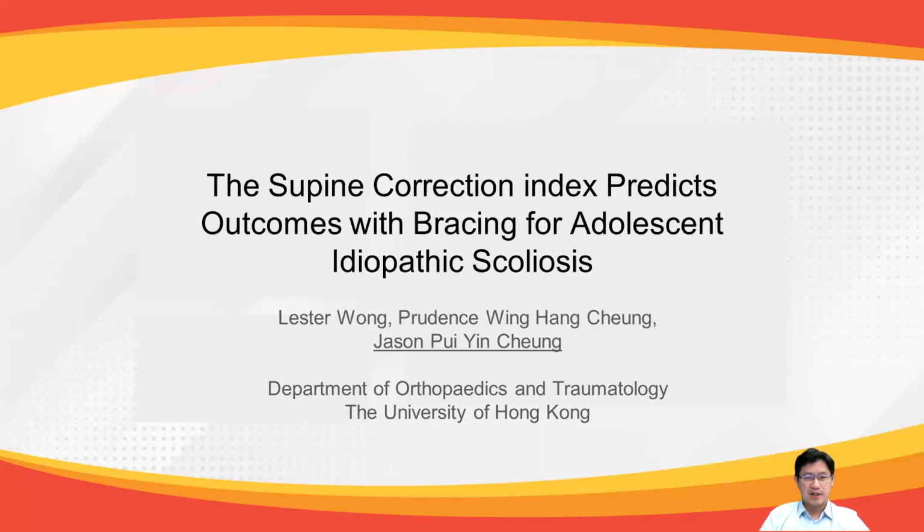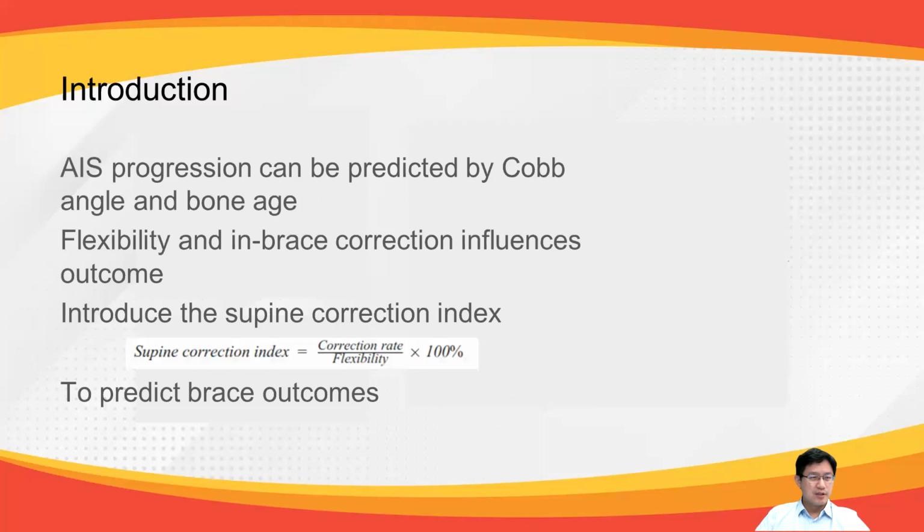The Supine Correction Index predicts outcomes with bracing for adolescent idiopathic scoliosis. I have no disclosures. As we know, AIS progression can be predicted by the Cobb angle and the bone age, but we also need to understand the flexibility of the curve, and in-brace correction influences the outcome for brace treatment. In this study, we want to introduce the Supine Correction Index, which is a ratio between the correction rate and flexibility times 100%, to determine whether it can give you a standardized outcome to predict brace outcomes.